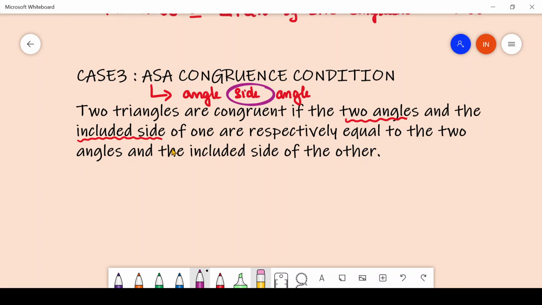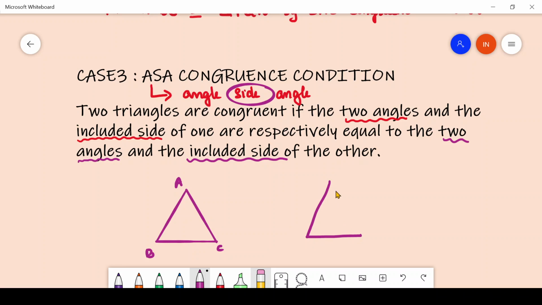So two angles and the included side of one are respectively equal to the two angles and the included side of the other. So let us see that with an example. This is one triangle. I'm going to name it ABC. And another triangle over here, that is PQR. So here, I have to take two angles and one side. Let me take this angle: angle B is equal to angle Q. Let me take it as 55 degrees.